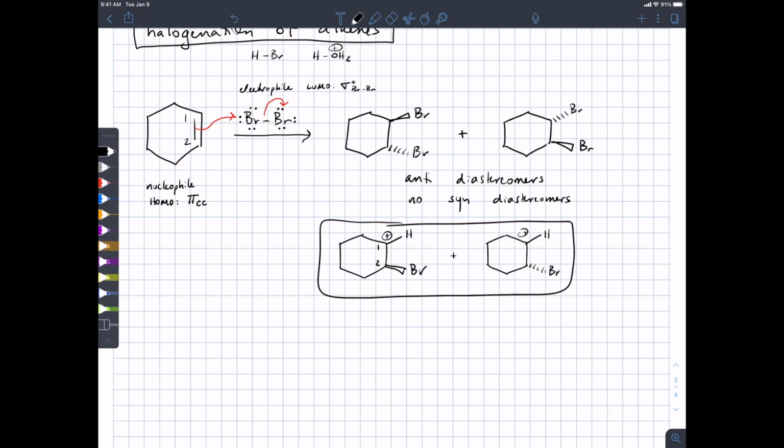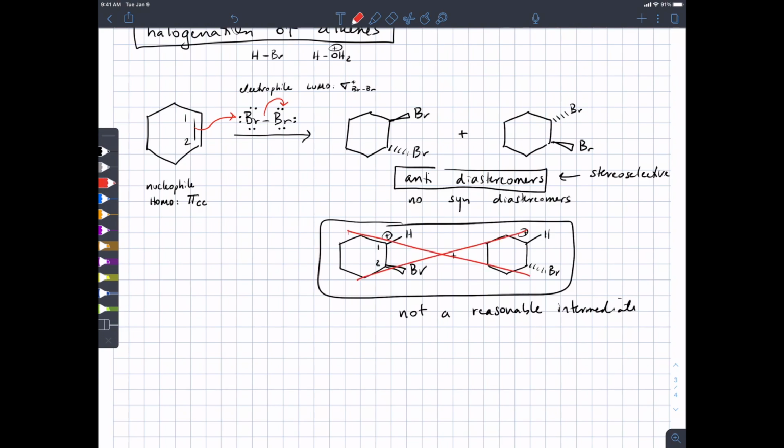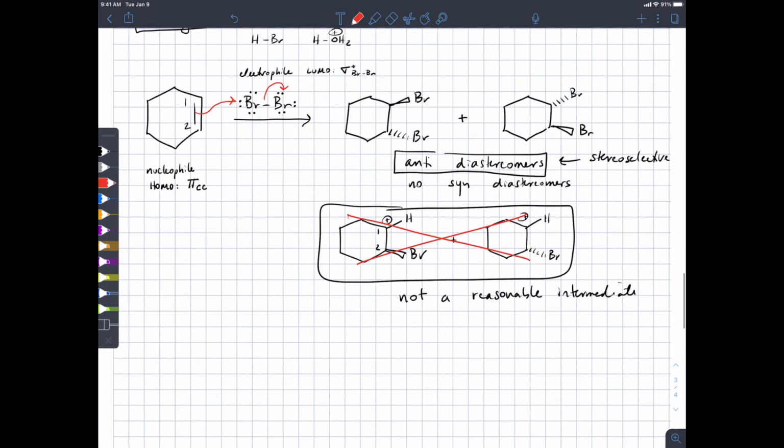This reaction is stereoselective for the anti-diastereomer. So this is not a reasonable intermediate, because from this intermediate we would expect to see both syn and anti-products. So what's the alternative?